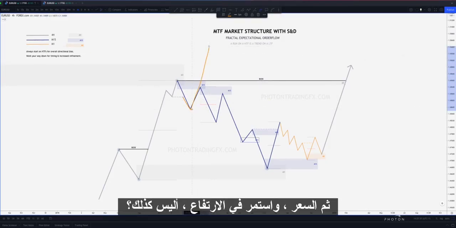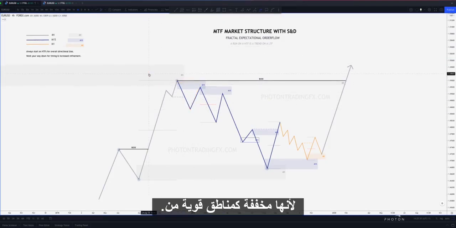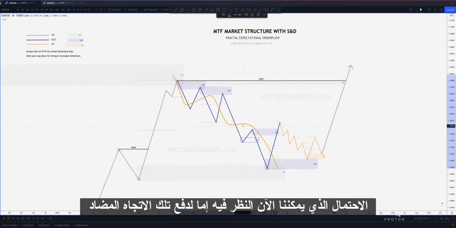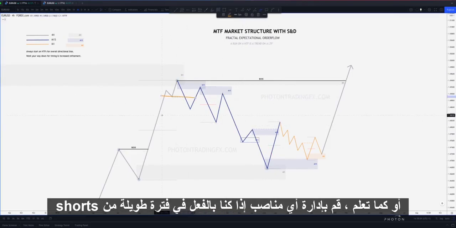And then price can keep going higher, because it's mitigated a strong area of supply. So it increases the probability. It's not a guarantee, it's not a certainty. It increases the probability that we can now look to either play those counter trend shorts or manage any positions if we're already long from down here.